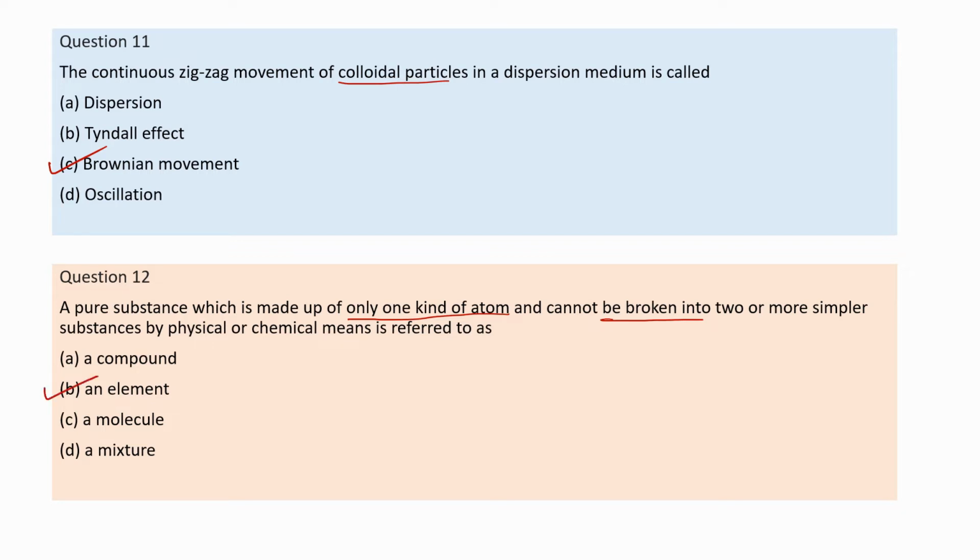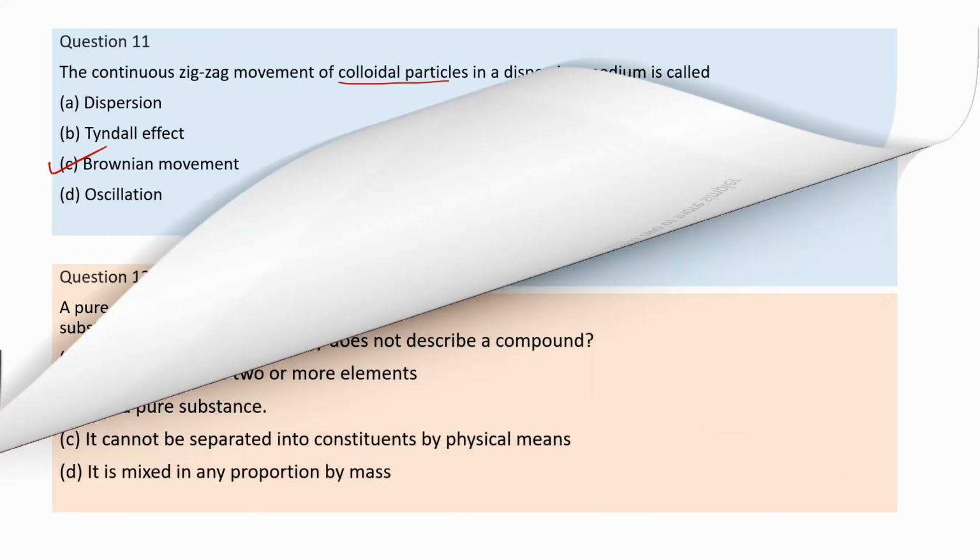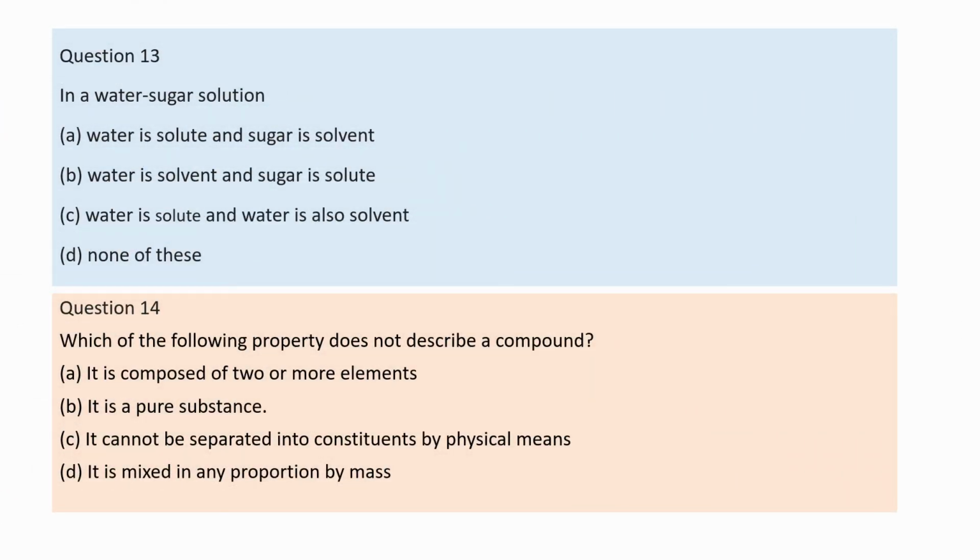Yes, it is made up of only one kind of atom and we cannot break it. Molecule, we can break it. Mixture, we can separate it by physical means. So all the three options are wrong, whereas element is the correct one. Next question: in a water sugar solution, what is water and what is sugar? Sugar is a solute and water is a solvent. Option B is the correct option.